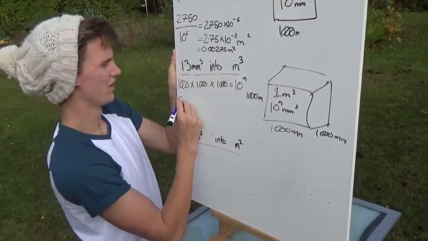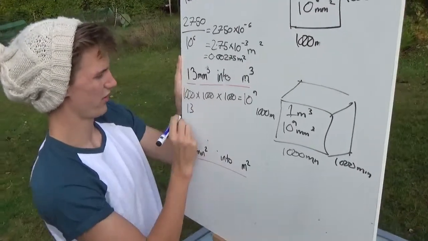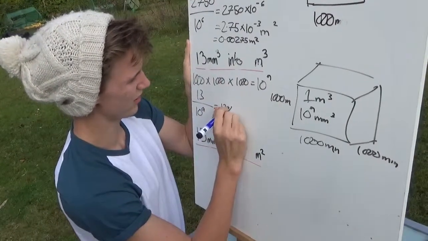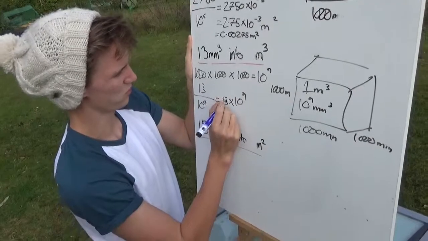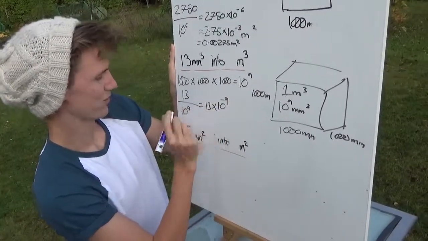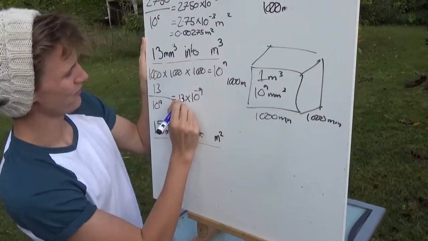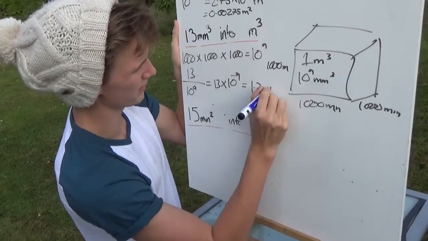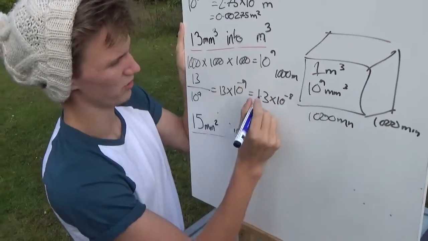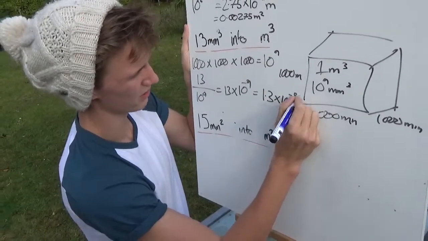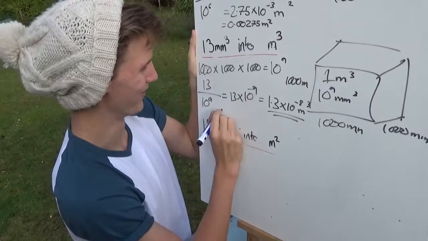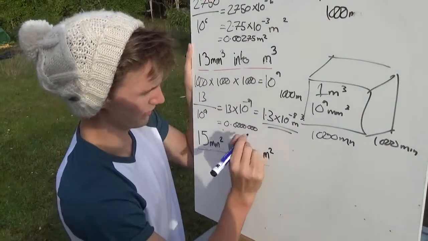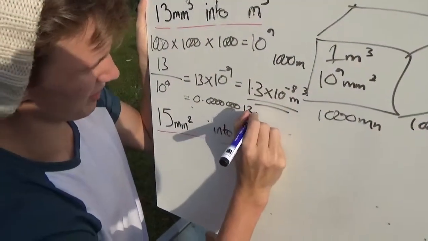Great. So we're going to divide by our conversion factor: 13 from the question over 10 to the 9 equals 13 times 10 to the minus 9. We're going to move the decimal point once to get it into standard form, which equals 1.3 times 10 to the minus 8. So we decrease that by 1 because we move the decimal point once, and that is in meters cubed. And as a decimal, it's 0.000000013 meters cubed.